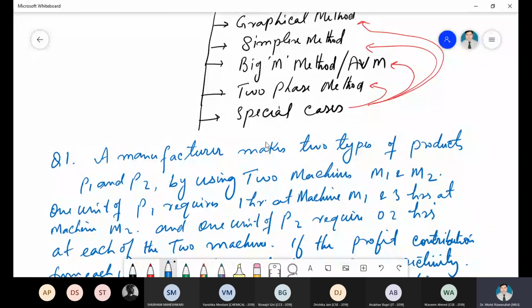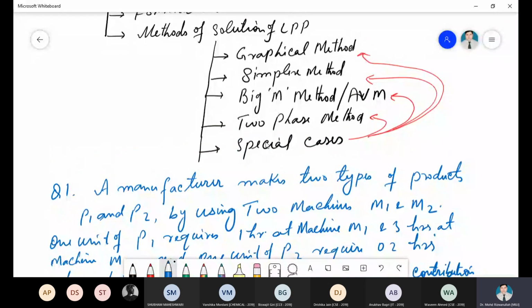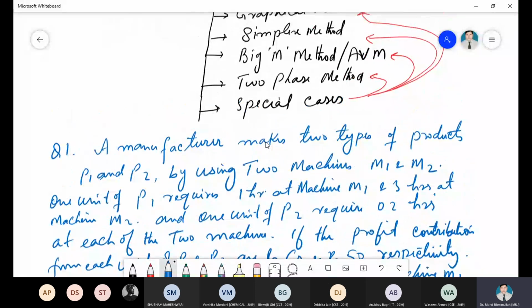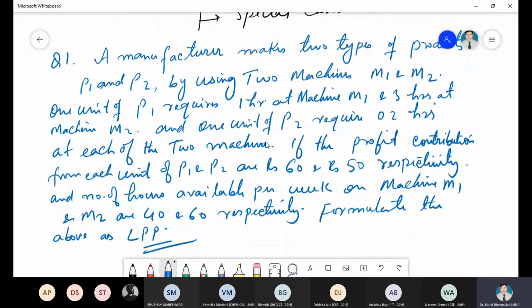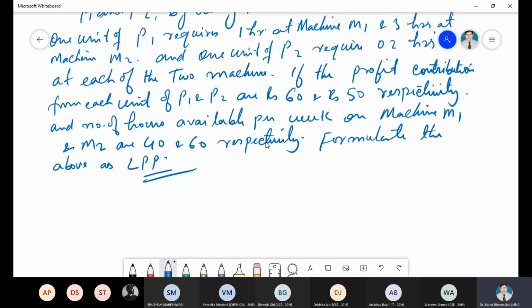So this is the problem that I have given. A manufacturer makes two types of products, P1 and P2, by using two machines M1 and M2. 1 unit of P1 requires 1 hour at machine M1, 3 hours at machine M2, and 1 unit of P2 requires 2 hours at each of the two machines. If the profit contribution from each unit of P1 and P2, these are the two.